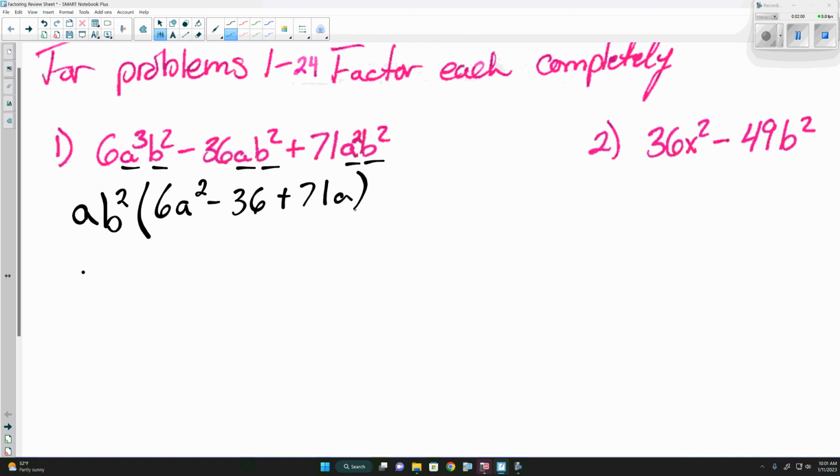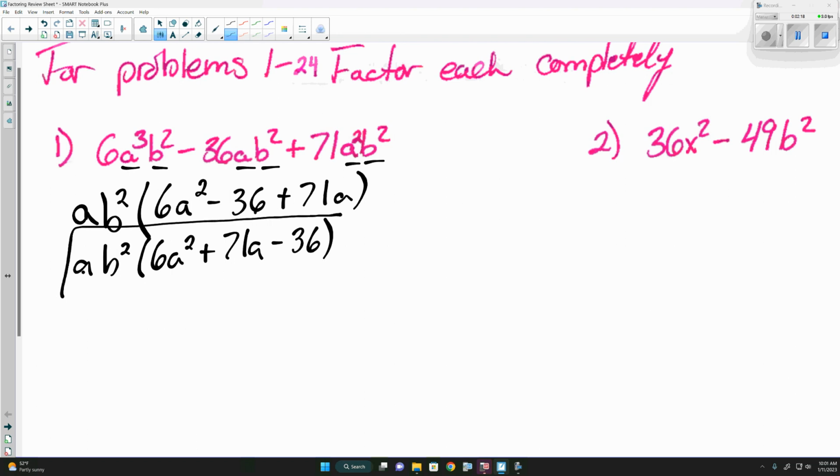And what we have is this here. Now, if we want to rewrite it, we can say ab squared times 6a squared plus 71a minus 36. And that's as simplified as it gets, because it works out that 6a squared plus 71a minus 36 does not factor any further. The only difference between the first form and the second form is that the quadratic is written in standard form, not the other way.